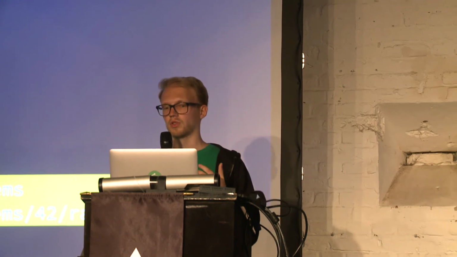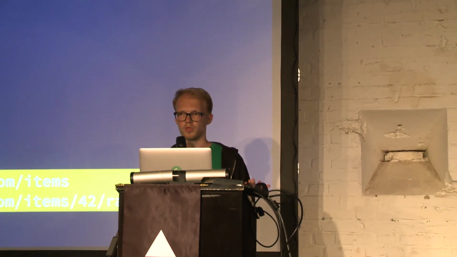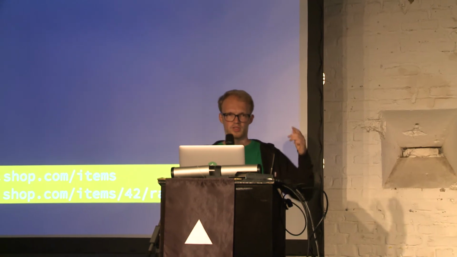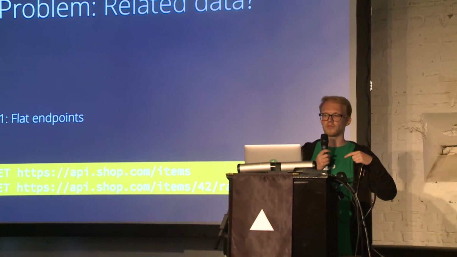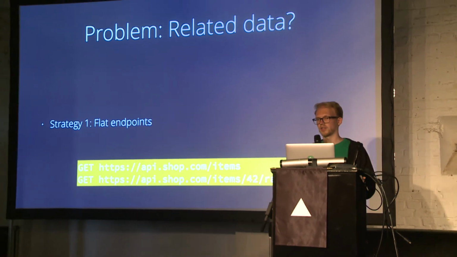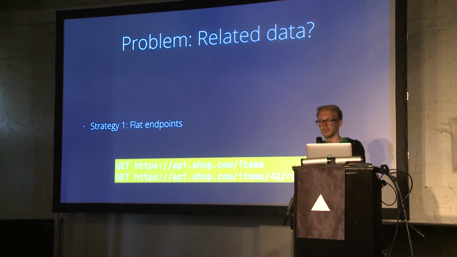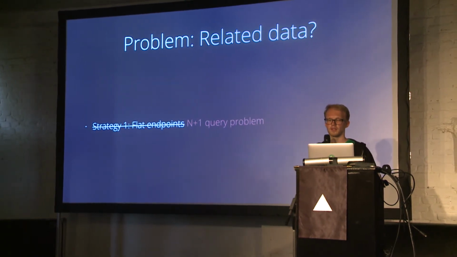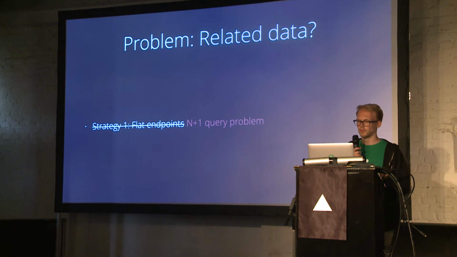So you have two strategies. Either you keep your REST API completely flat, and if you have 100 items, you would actually issue 101 REST requests, because on the client side you need to iterate over all of them and then fetch the rating information for each of them. That's obviously not great, and that's called the N+1 query problem.